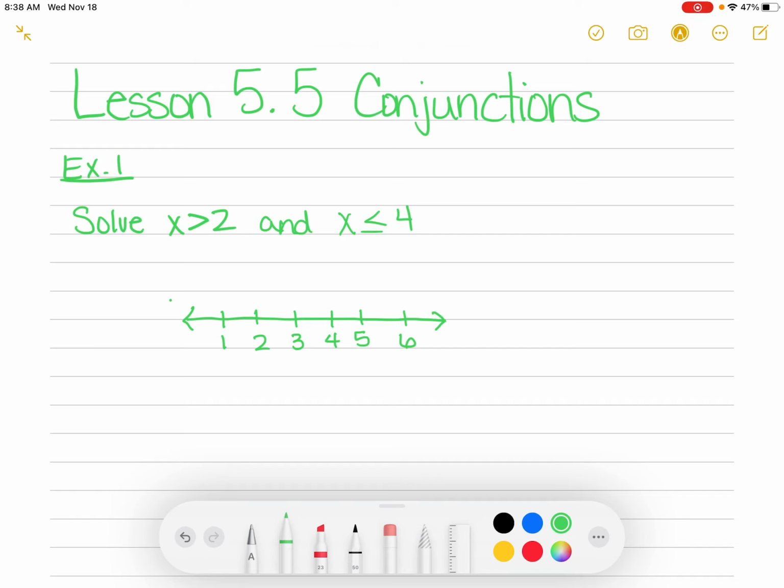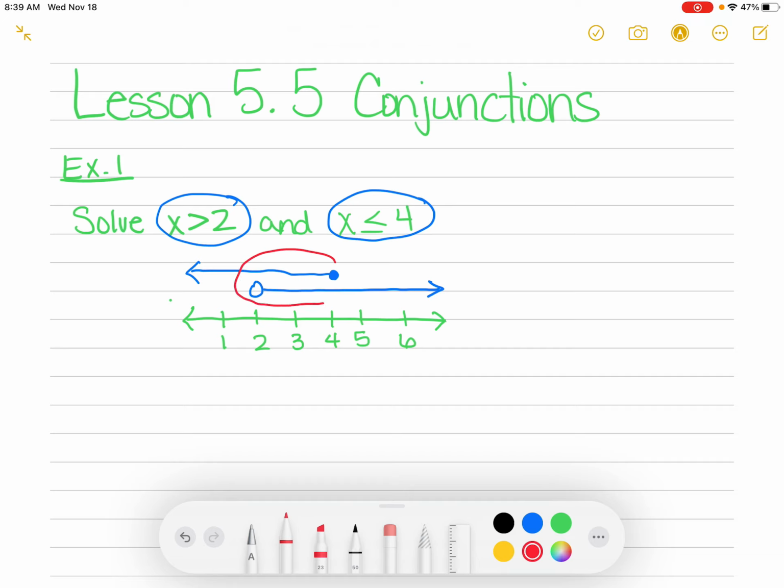So I'm going to go ahead and graph above the number line first to see what I have. My first one, x is greater than 2, would look like this. And then this one, x is less than or equal to 4, would look like this. Now I'm going to overlap the two of those. I want to see what answers would be true for both of these. That would be where they overlap, right here.